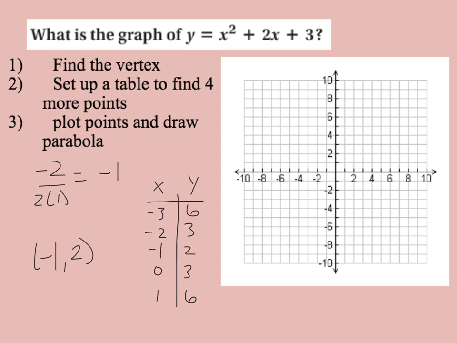And then you plot those points: negative 3, positive 6; negative 2, positive 3; negative 1, 2; 0, 3; and 1, 6. It should be a mirror image across the axis of symmetry. That is how you would graph in standard form.